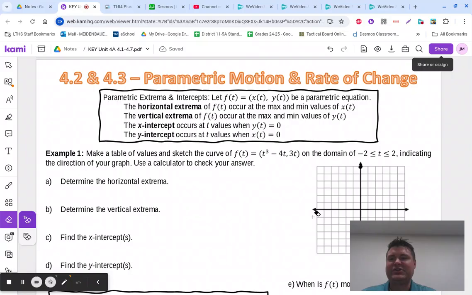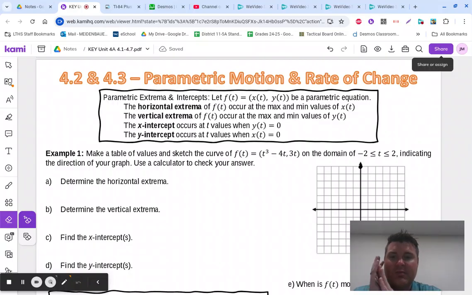We are going to go over sections 4.2 and 4.3 because they combine together pretty nicely. This is parametric motion and rate of change. What we're going to do here is go over some vocabulary, which is really important. And on the next page, we'll start doing some changing of variables and see how that affects our curves.